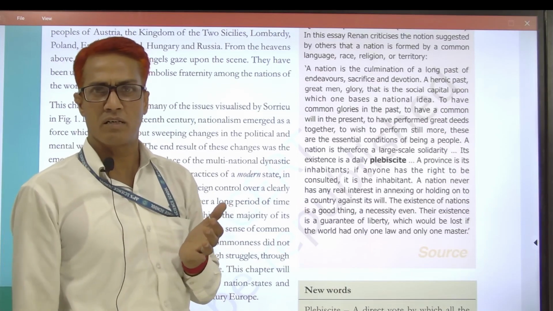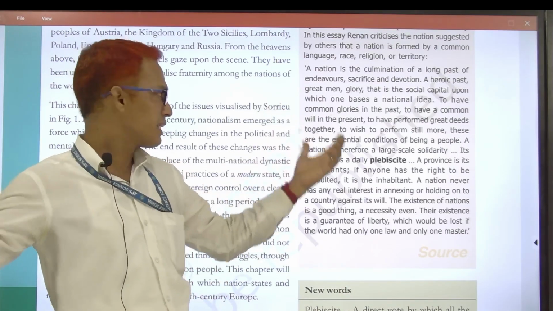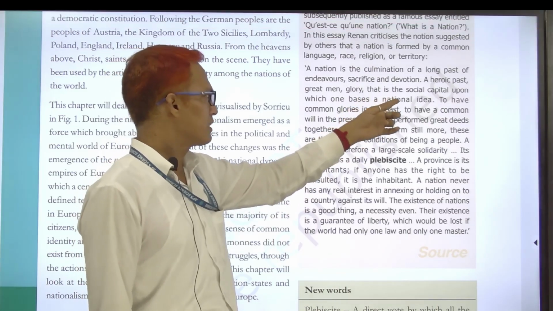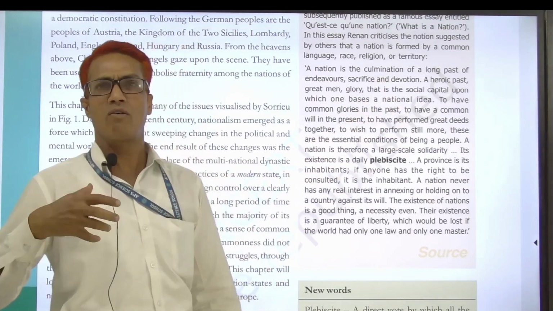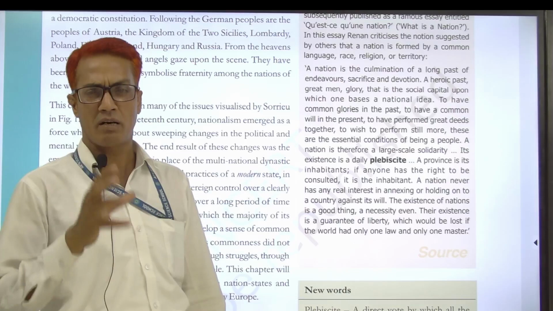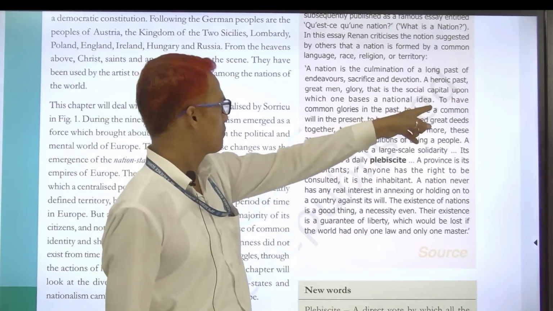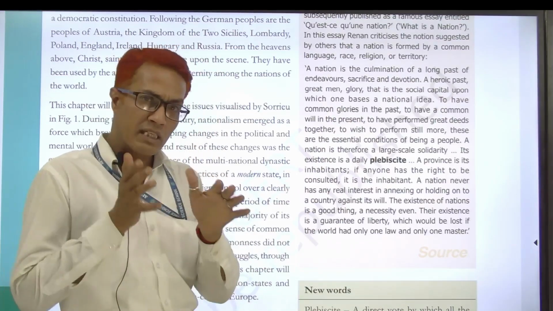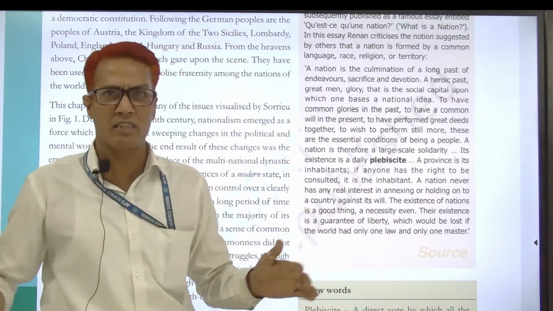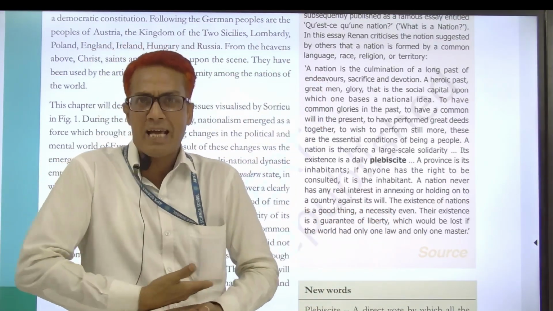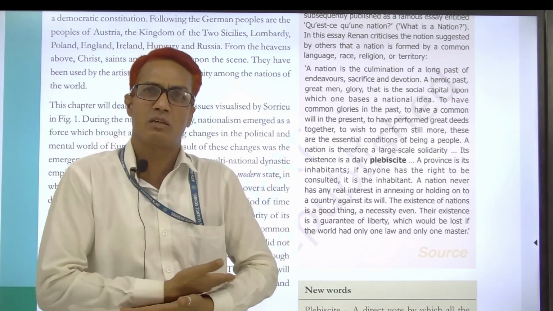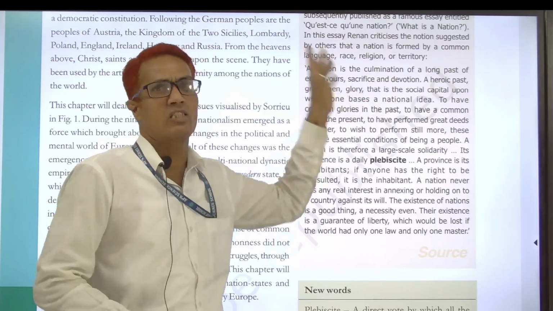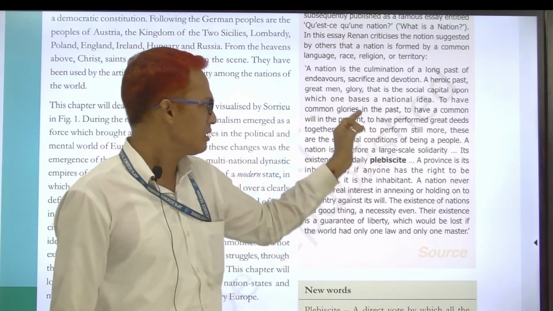Glory means dare, sahas. So glory, that is the social capital. In our language we say social capital means samajik punji. So social capital is that upon which one bases a national idea. That type of nation state has a base, in Hindi we say Aadhaar. So that is the base of one nation.